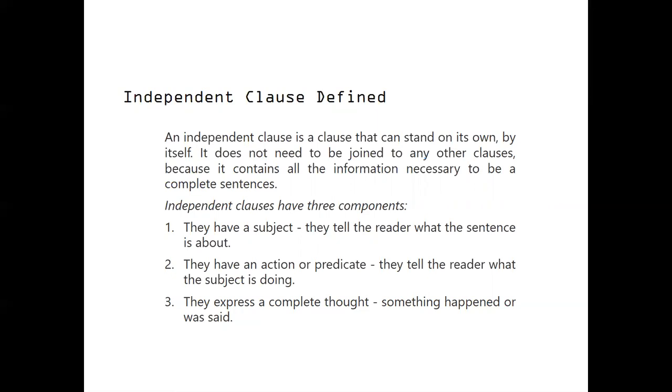It is understandable. So in here, independent clauses have three components. First, they have a subject. Why? Because they tell the reader what the sentence is about. Next, they have an action or predicate. Why? Because they tell the reader what the subject is doing. Third, they express a complete thought. Something happened or something was said.